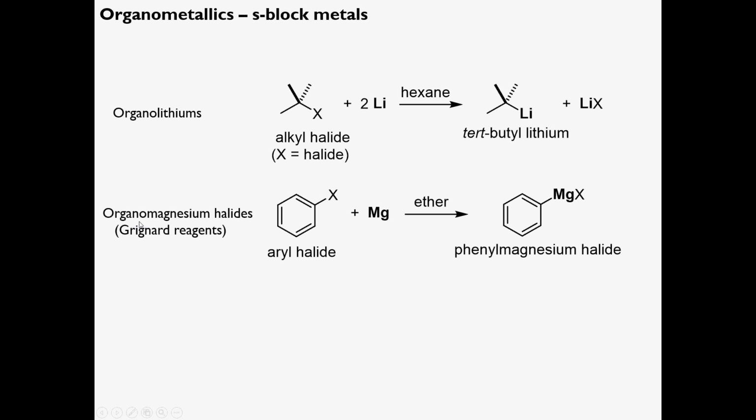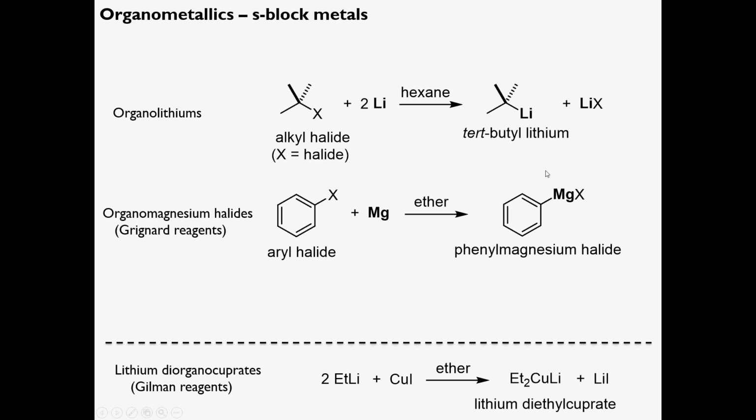The Grignard reagents, the organomagnesium halides, they don't have to be just aryl. We can have alkyl Grignard reagents. I've chosen aryl because that's what you're going to be more familiar with in the course. But again, we're taking a carbon, reacting it with an elemental metal, magnesium in this case, and generating a compound, in this case phenylmagnesium halide, that features a direct carbon-magnesium bond.